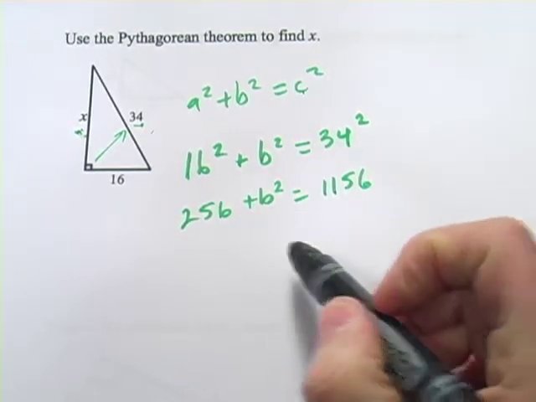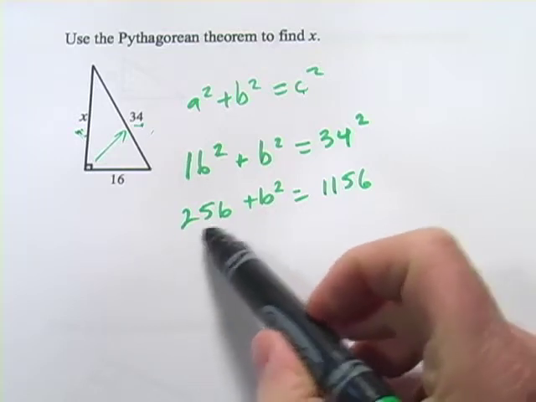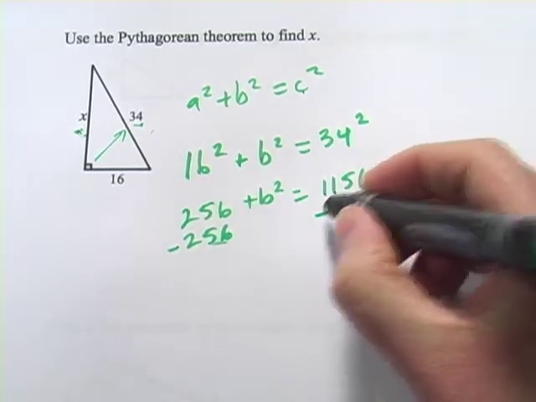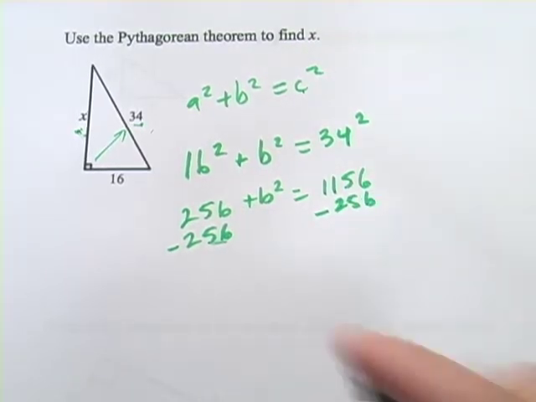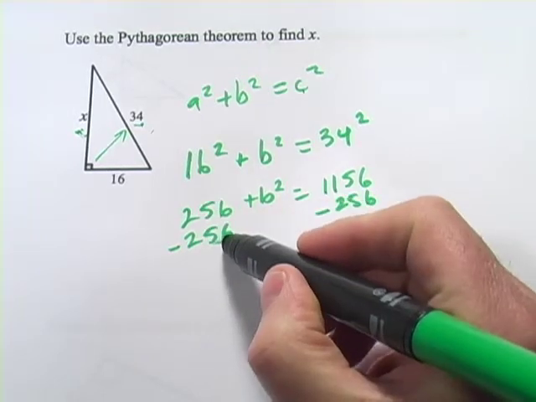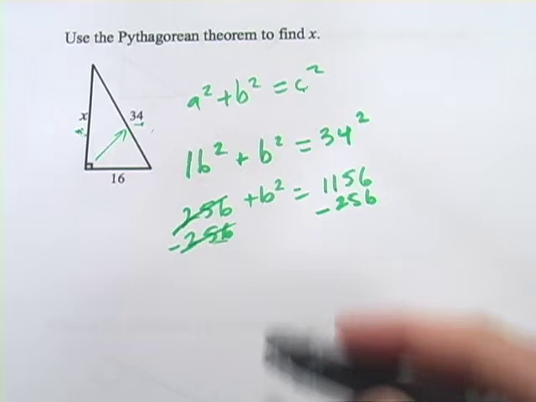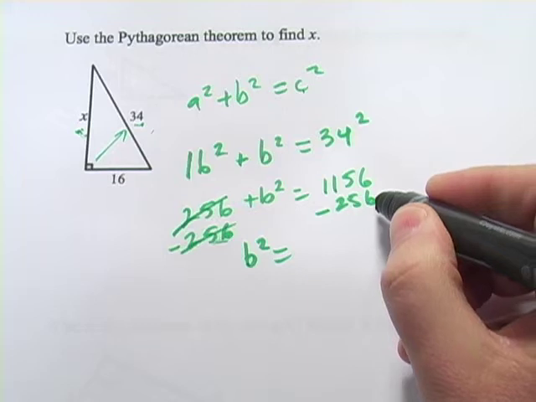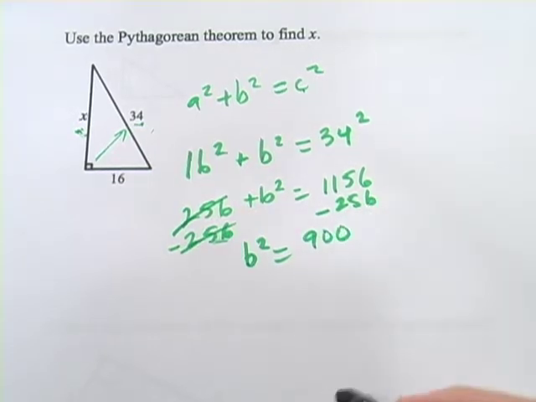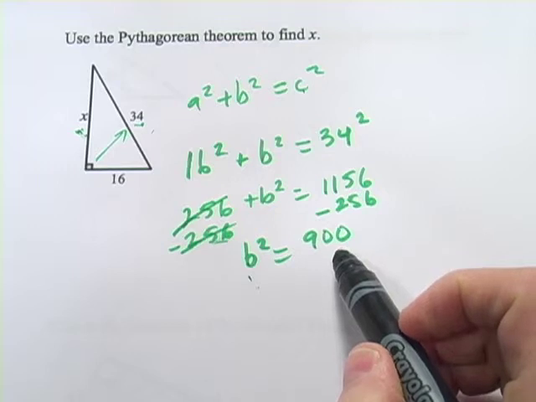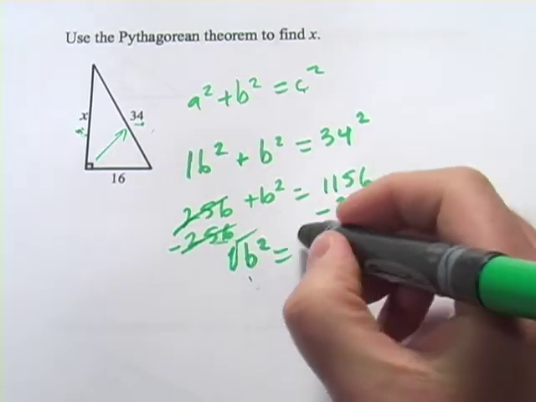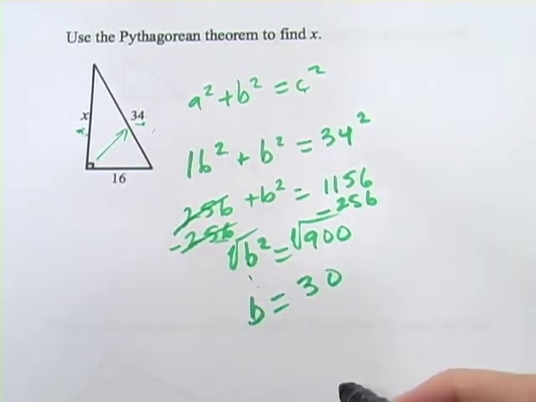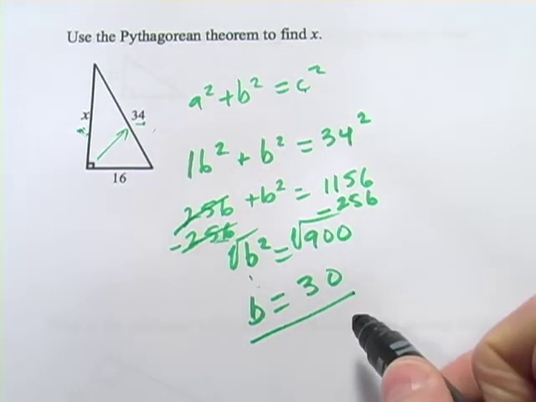Now, I've got to do two more things to solve for b squared. First of all, I need to get rid of this 256 over here. So I'm actually going to subtract it from both sides, doing a little bit of algebra here. Once I do that, 256 minus 256 over here, that's 0, so I can just get rid of it. It just leaves the b squared on this side. 1,156 minus 256 is 900. Now I've got b squared equals 900, so I can take the square root of both sides. The square root of b squared is b, and the square root of 900 is 30. So it turns out that side is 30.